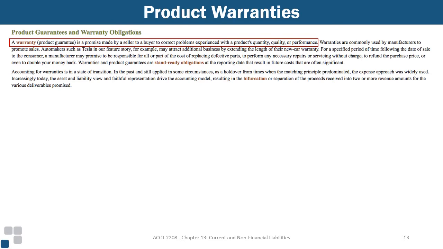Okay, so now the next major concept is product warranties. You're very familiar with this. If you've bought a car, a computer, pretty much anything that you buy has some sort of warranty or product guarantee. And it's basically a promise made by a seller to a buyer to correct some problems associated with the product's quality or performance. Right? You can read the rest, but that's pretty much what a warranty is.